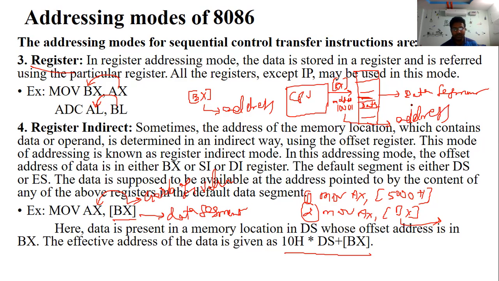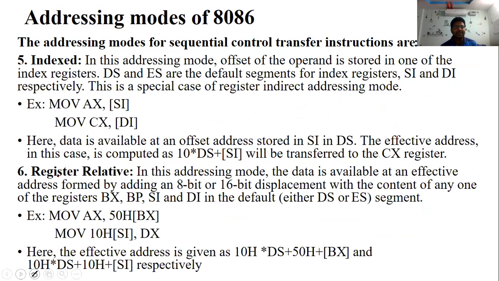I think you understand what I am saying. The previous value is considered as an address. Then the microprocessor goes to that address location and comes back to AX. This is the effective address, DS plus the offset, where DS is the data segment, the default. The next one is the indexed addressing mode.